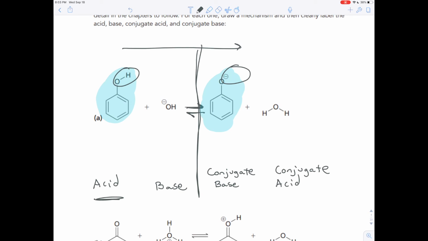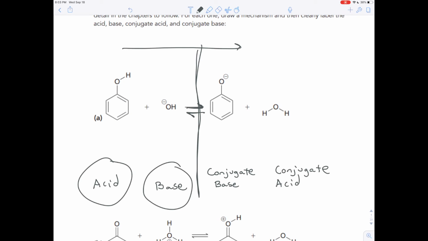Once you know something is an acid, the thing that resembles it on the other side has to be a conjugate base. And if you know something is an acid, the thing it's paired with is a base. And if you know something is a base, then the thing that resembles it on the other side is the opposite type of species, a conjugate acid. So really, just by knowing that one molecule is an acid, you know the other thing it's paired with is a base. The thing that resembles it, the acid on the other side, is a conjugate base. And the thing that resembles the base on the other side is a conjugate acid. That's a shortcut that might save you some time.